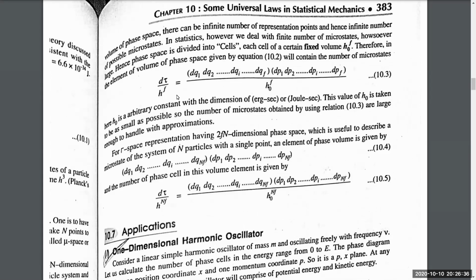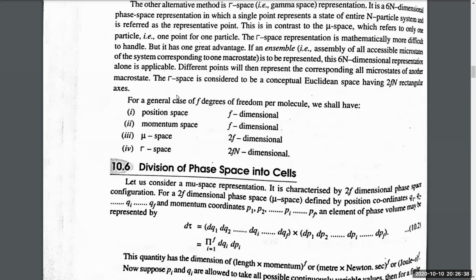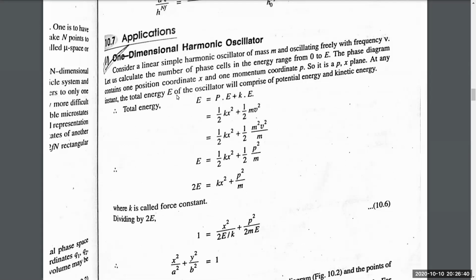We are having a simple harmonic oscillator of mass m and oscillating freely with the frequency nu. Let's calculate the number of phase cells in the energy range from 0 to E. With the use of the energy of that oscillator, we need to find out the number of phase cells present. Now the phase diagram contains one position coordinate. We have limited ourselves to one coordinate x and one coordinate p. So it's a plane in p and x axis.